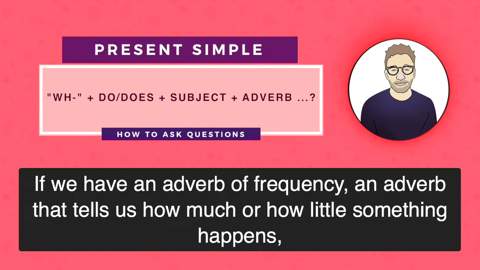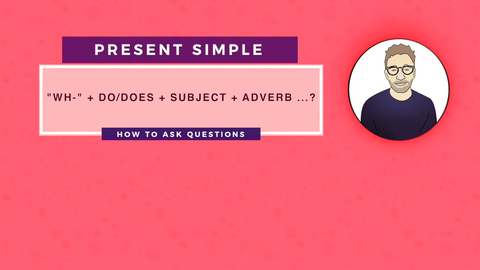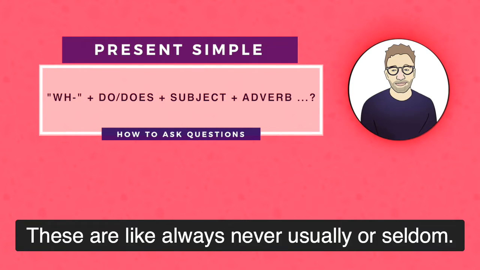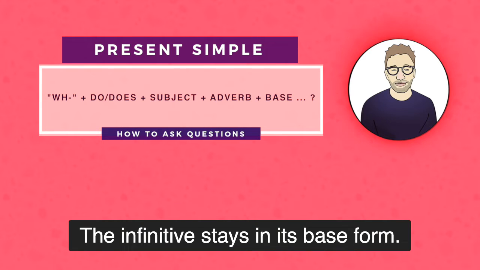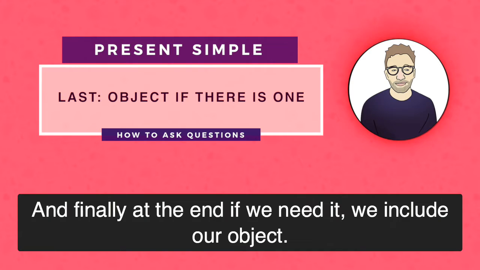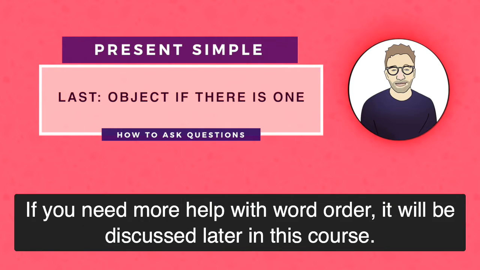If we have an adverb of frequency, an adverb that tells us how much or how little something happens, that comes next. These are like always, never, usually, or seldom. And after that, we have the infinitive. And you know that we don't conjugate this. The infinitive stays in its base form. And finally, at the end, if we need it, we include our object. If you need more help with word order, it will be discussed later in this course.